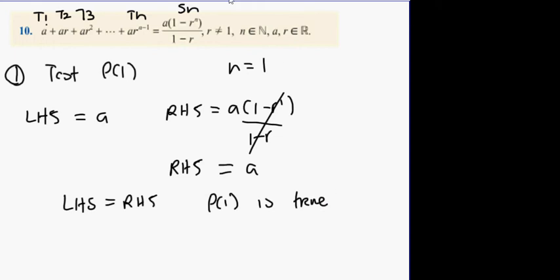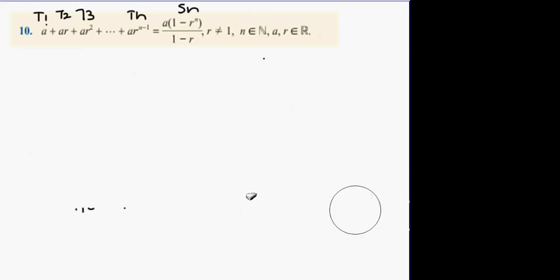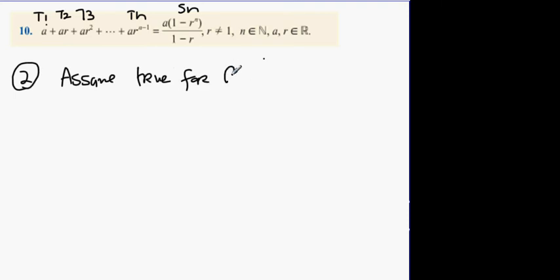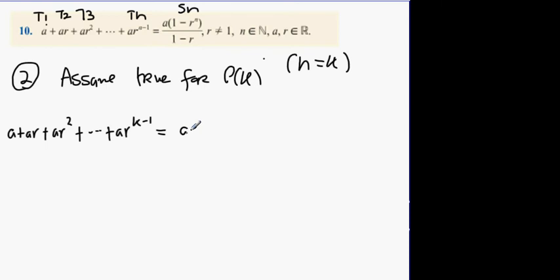Now once we've figured out that P of 1 is true, what we're going to do next is start part 2. Part 2 is assume true for P of k. When you assume true for P of k, you're basically replacing n's with k's. So we're going to have A plus AR plus AR squared plus dot dot dot plus AR to the k minus 1. That's going to equal A into 1 minus R to the power k, all over 1 minus R.